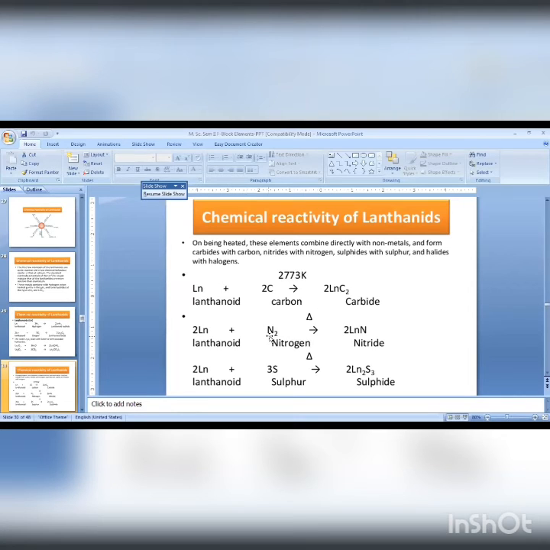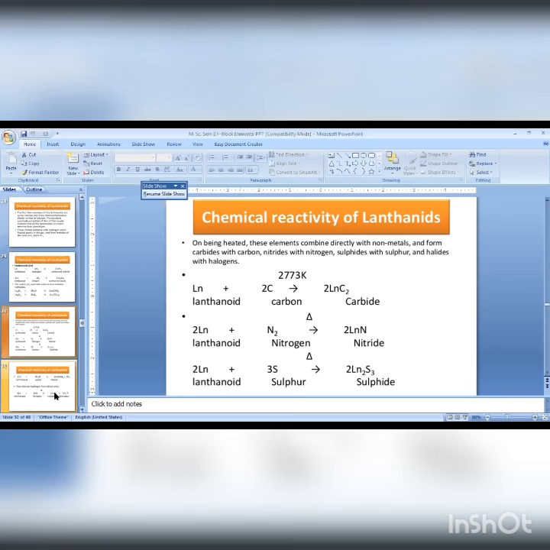With nitrogen, as we have seen earlier, it can form the corresponding nitride. This nitride film is very hard to remove when it combines with the lanthanide elements. Now, if we take 2 molecules of cerium plus 3, react with nitrogen and heat, then 2 Ce N, that is cerium nitride, is formed. With sulfur, these elements can form the corresponding sulfides also.